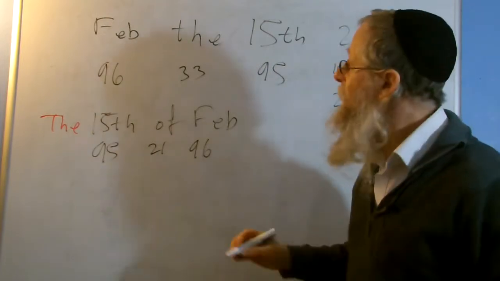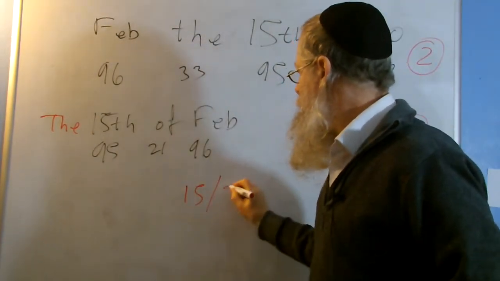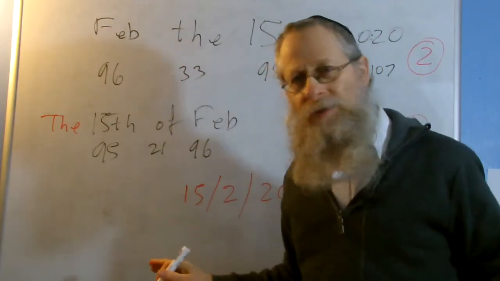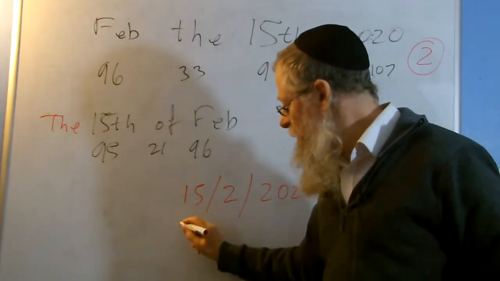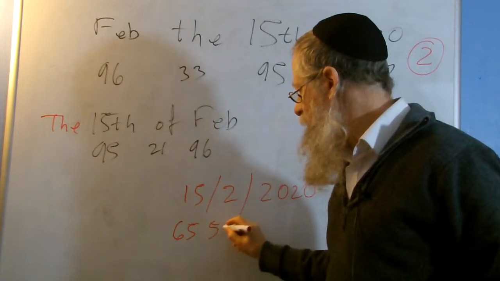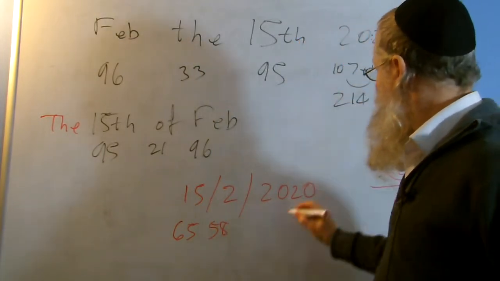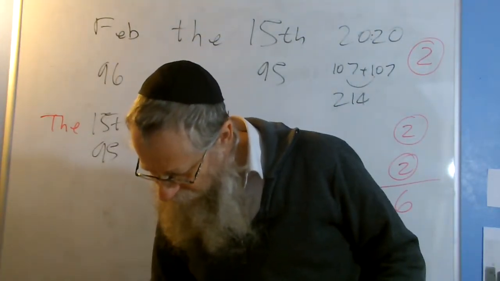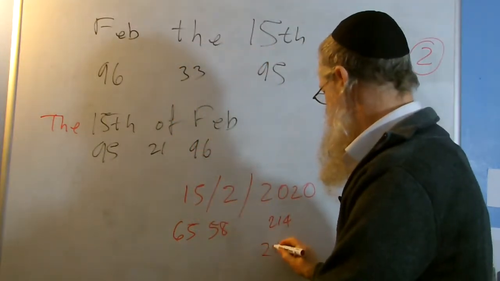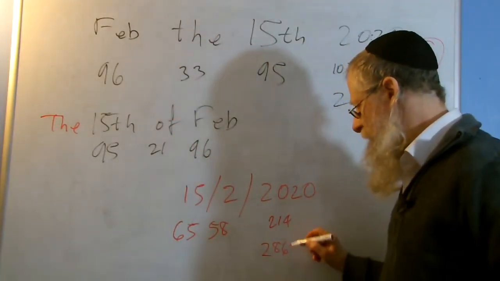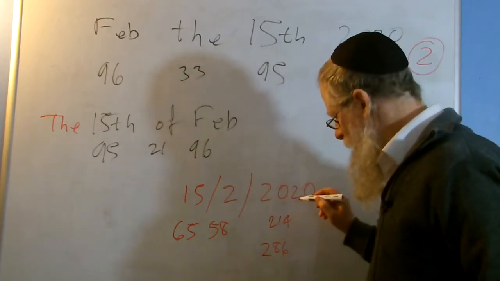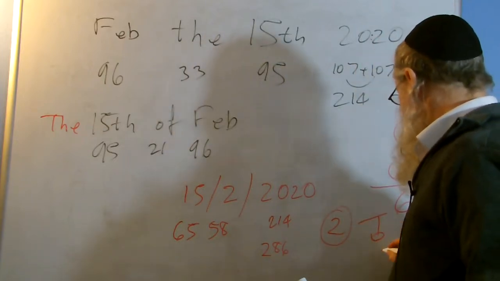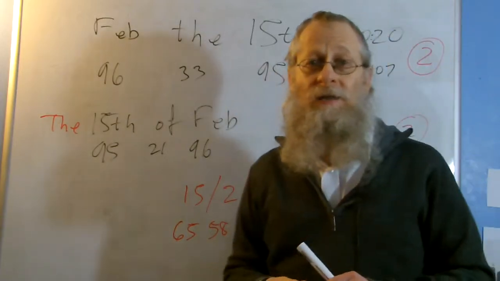There's another way of writing the date. I could write 15 2nd 2020. The Americans would write it the other way. It doesn't really matter, right? And the word 15 is 65. The word 2 is 58. Sorry, and 2020 is 214. Or 214 is 220. Sorry, 2020 is actually 286. Right? So 2020 is 286. 2020 is 214. So I will get another 2 values. So altogether, I would have 8 values for a date, any specific date.